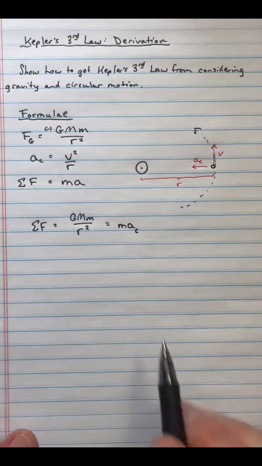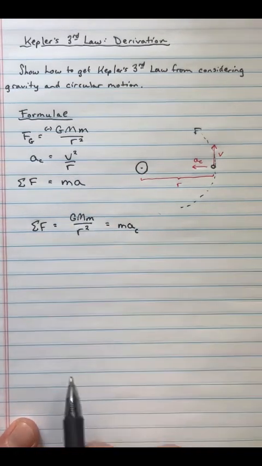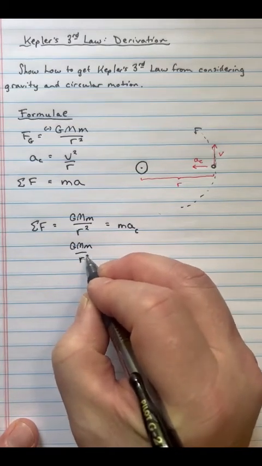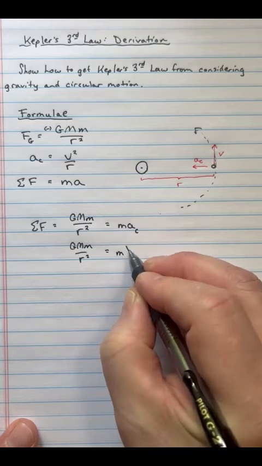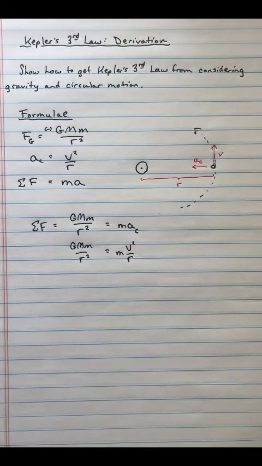And that's what I'm going to do here. I'm going to take this centripetal acceleration and replace it with this formula. So G capital M little m over r squared now equals m v squared over r, like that. Okay, so let's pause there for a moment and take a look.